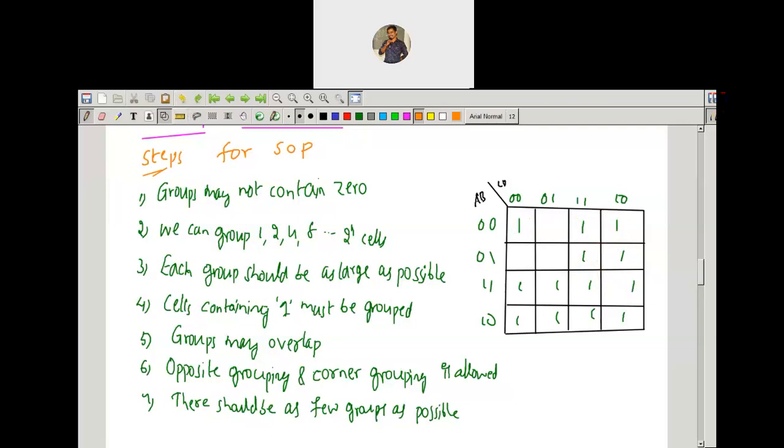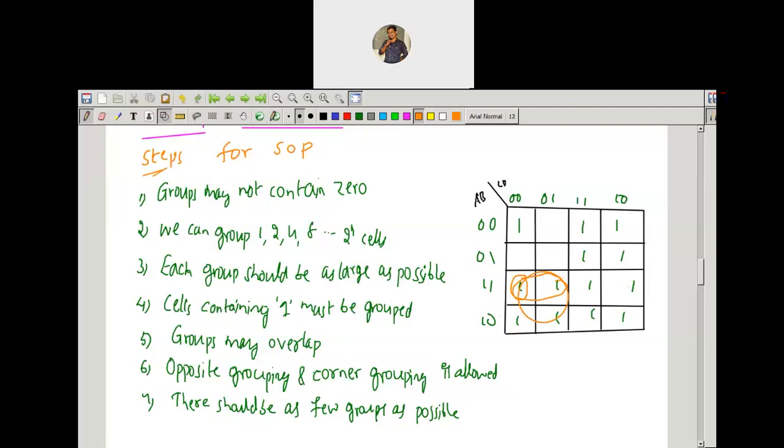How many cells can we group here? Now, the third point: each group should be as large as possible. That means you have to group the maximum number of cells. On the right side, take the third row and fourth row. The entire third row is filled with min terms, logic ones, and the fourth row is also filled with min terms. According to the second point, you can group one cell, two cells, or four cells.